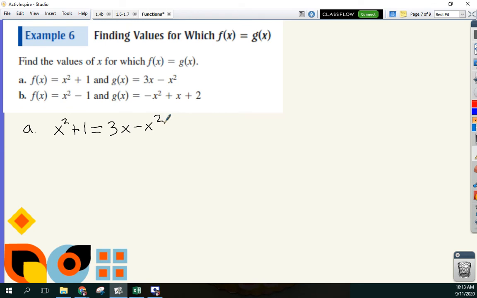So I have x's on both sides. So I'm going to need to move them all to one side. So I'm going to add an x squared over. So I get 2x squared. I'm going to subtract a 3x. And then I'm going to add 1.